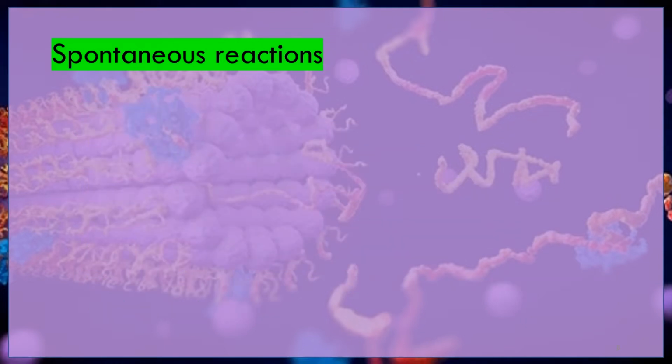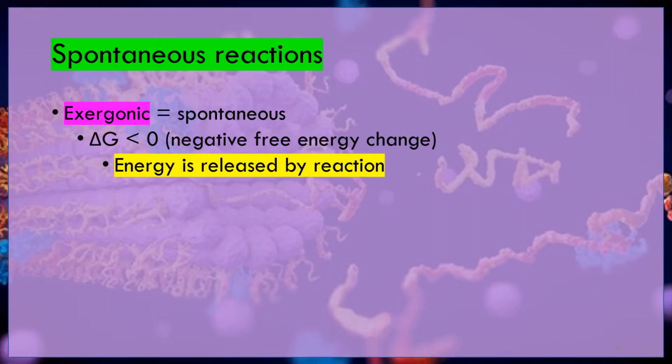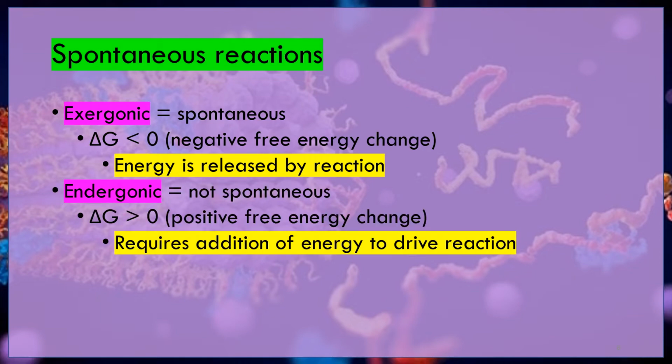We also have to understand spontaneous reactions. The first one we have is exergonic, which is spontaneous, which means energy is released by the reaction. It's important to note that this means negative free energy change. That's all the delta G stands for, the free energy change. And then we have endergonic, which is not spontaneous. This is a positive free energy change, which requires addition of energy to drive the reaction.